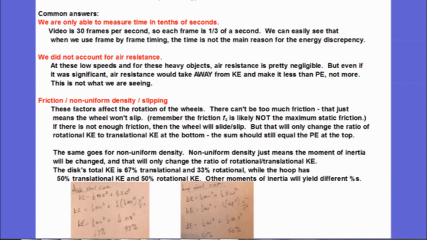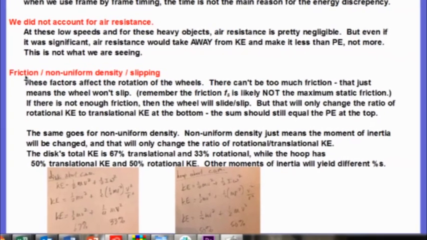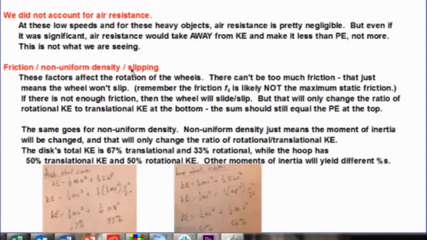Another common answer I got for sources of error were friction, non-uniform density, and maybe the wheels are slipping on the ramp. Well, all three of these factors do affect the amount that the wheel rotates. But if you think about the friction, there can't be too much friction. The more friction there is, that just means it guarantees that the wheel won't slip. If you remember, the static frictional force usually is not going to be the maximum static frictional force. It's just the static frictional force. Also, if there's not enough friction, then that's when the wheel will slide or slip.